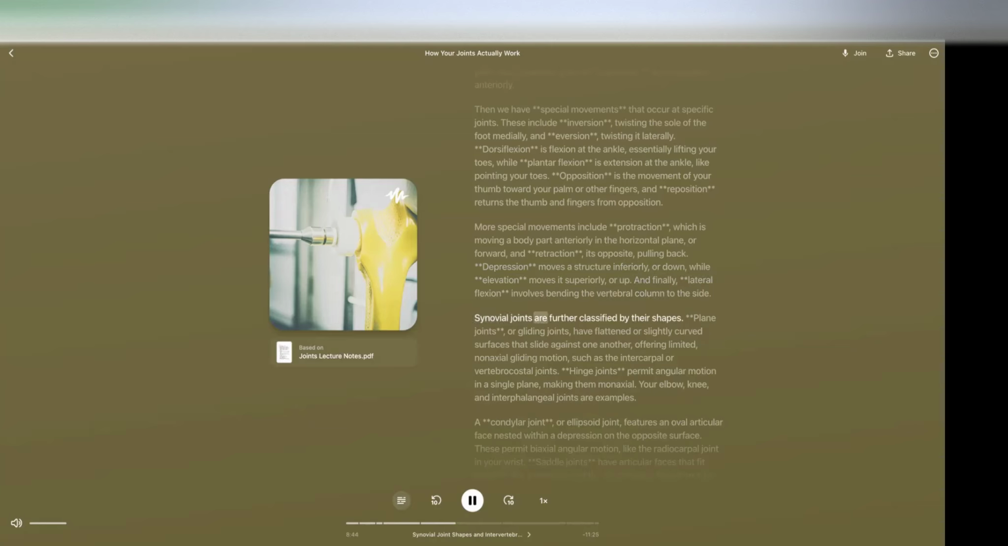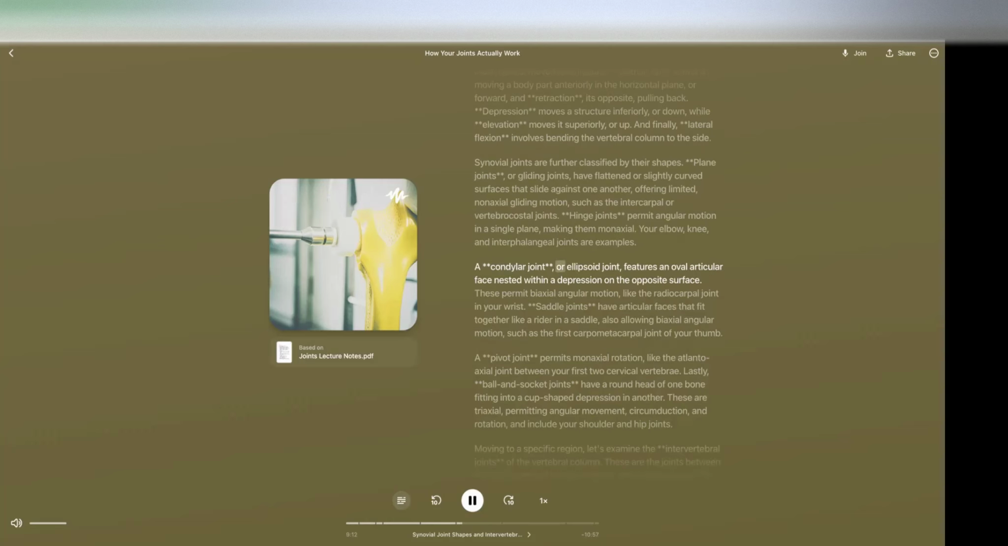Synovial joints are further classified by their shapes. Plane joints or gliding joints have flattened or slightly curved surfaces that slide against one another, offering limited, non-axial gliding motion, such as the intracarpal or vertebrocostal joints. Hinge joints permit angular motion in a single plane, making them monaxial. Your elbow, knee, and interphalangeal joints are examples.